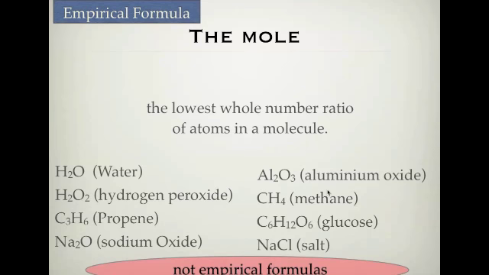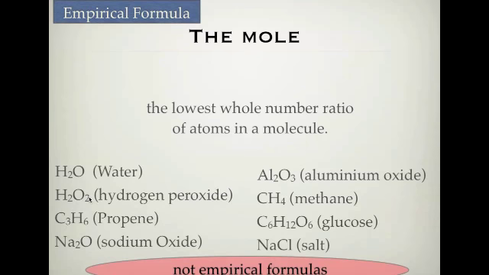If we look at these molecules here, we've got some which are empirical formulas and some which are not. We look at water. This is a ratio of 2 hydrogens to 1 oxygen. This is the lowest whole number ratio that we can get here, 2 to 1. So therefore, this is an empirical formula. However, hydrogen peroxide here, H2O2, is not in the lowest whole number ratio between these atoms in a molecule.